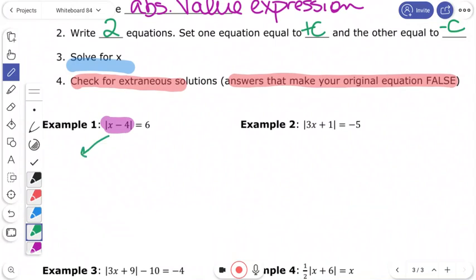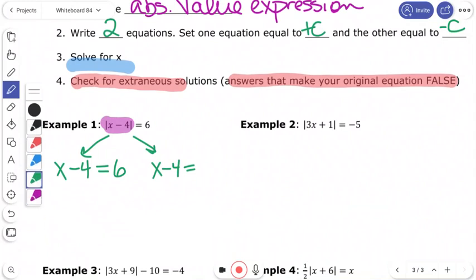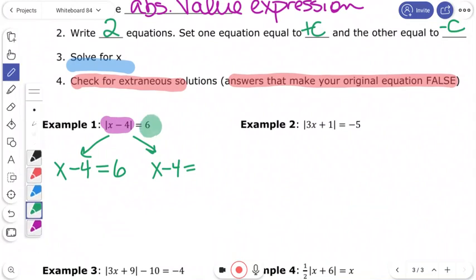Our first equation is just going to be x minus 4 equals positive 6. We drop those absolute value bars. The second equation is going to be x minus 4 equals, and we're going to make the right side of our equation negative. So x minus 4 equals negative 6. All right, we've done that. Now all we have to do is solve for x.